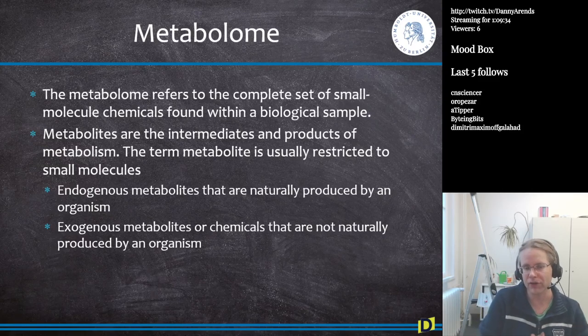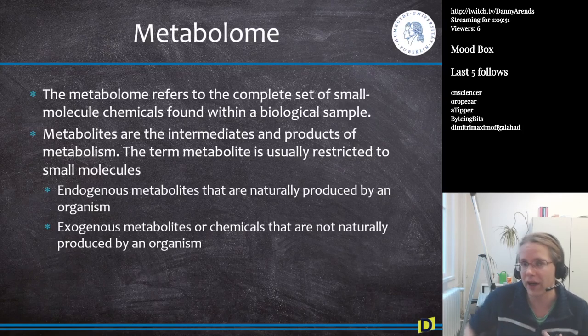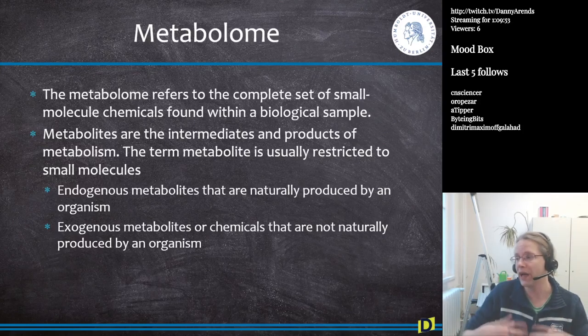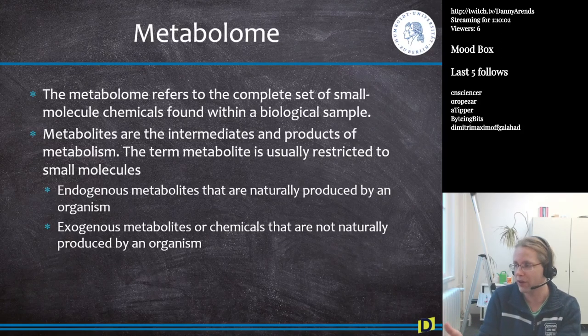So when we talk about the metabolome, we divide the metabolome into two separate sections. One section is the endogenous metabolites, which are naturally produced by an organism, right? So based on the food that I eat and my genetic constitution, I can create a certain amount of metabolites, right? I can take, for example, a sugar and break down this sugar and make a certain type of metabolites, or little sugar components from it.